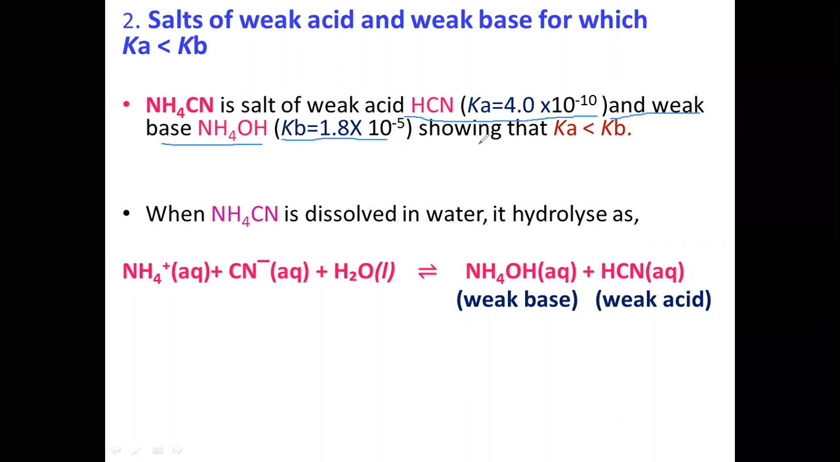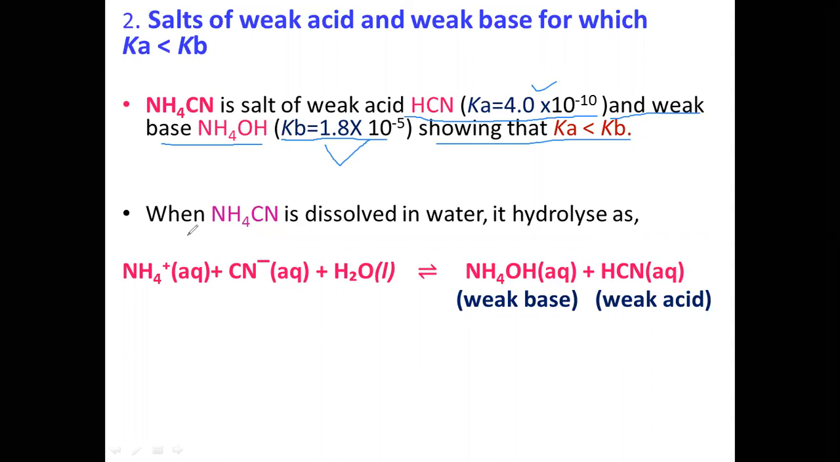Okay, showing that Ka is less than Kb. Here 4 into 10 raised to the power minus 10, and in case of Kb 1.8 into 10 raised to the power minus 5. That means this value is greater than this value, or this value is less than this value. Ka is less than Kb. Okay, so we have taken the example of NH4CN.